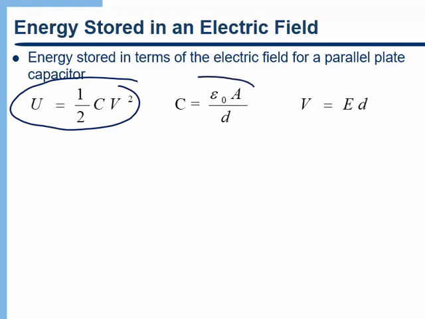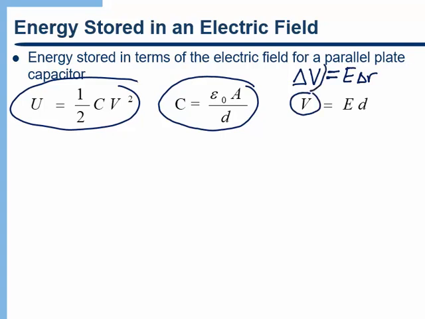Remember, this is the capacitance of a parallel plate capacitor, and this is the relationship between the electric field in a capacitor and the voltage across the capacitor and the separation. By the way, when we've seen this earlier in a previous chapter, we wrote it as delta V is equal to E times delta R. But again, remember what V represents now is what delta V used to represent, which is electric potential difference.